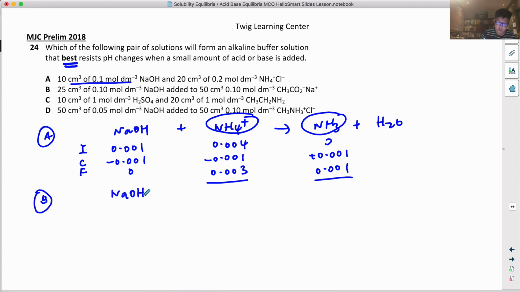Sodium hydroxide is reacting with CH3COO minus. This is a weak base, and this is a base, so this one actually has no reaction, and this has no reaction. Okay, let's look at C.